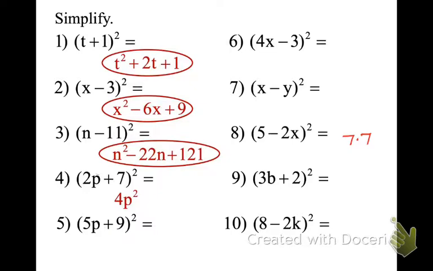Plus 49p? Hun, square the first term. Square the last term. I'm not seeing a p in the last term. Look. Plus 49. Positive 49, and then the middle term. 40.